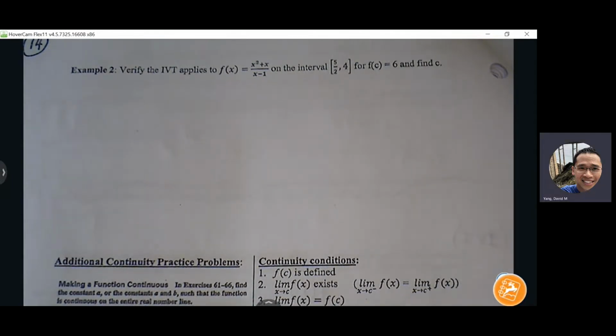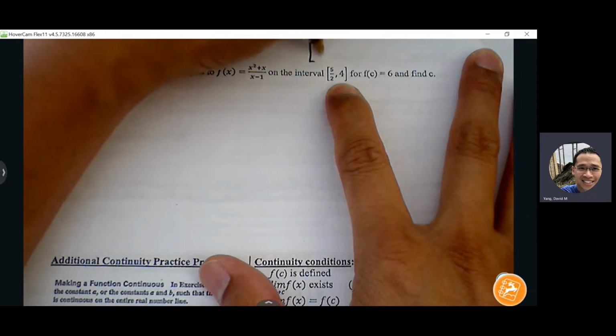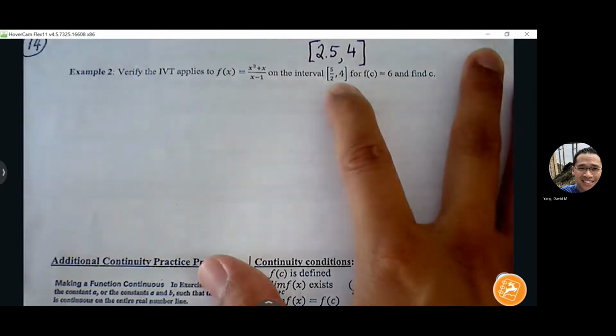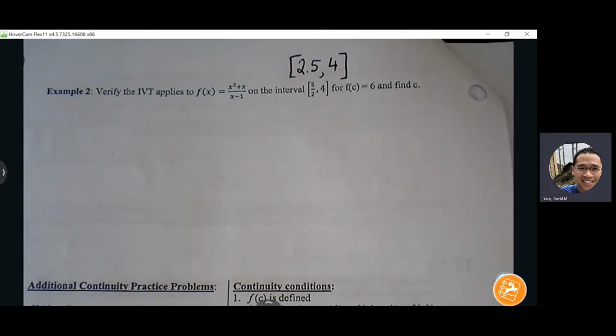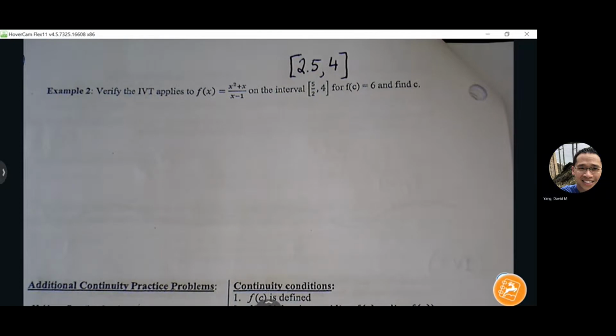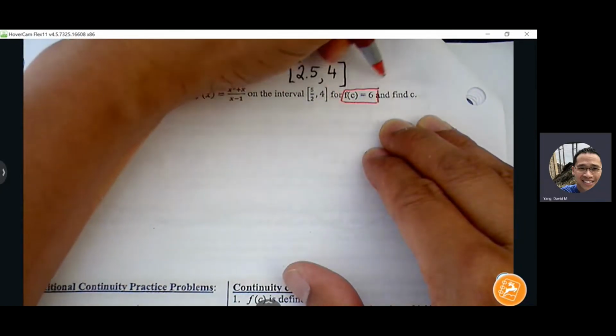Okay, example 2. Verify that IVT applies for our function on the interval from 5/2 to 4. Let me write that a different way. 5/2 is 2.5, so we're going from 2.5 to 4, for f of c equals 6, and find the c value. Okay, so first things first, what's our target? 6. We want to guarantee this y value of 6.